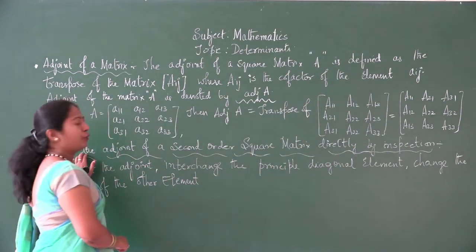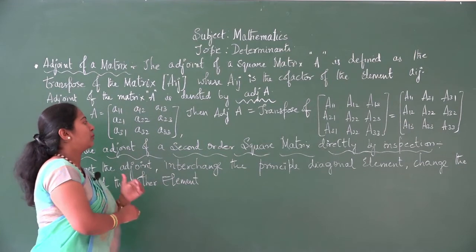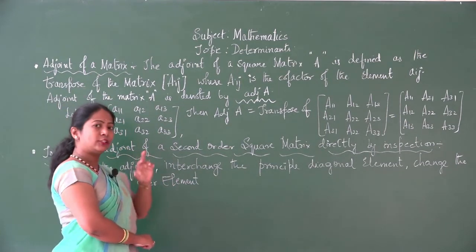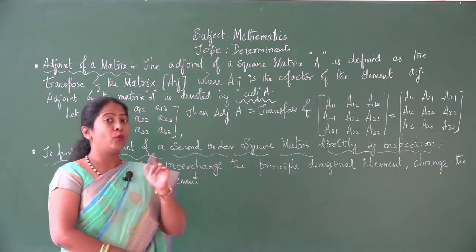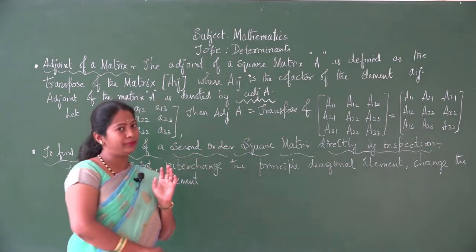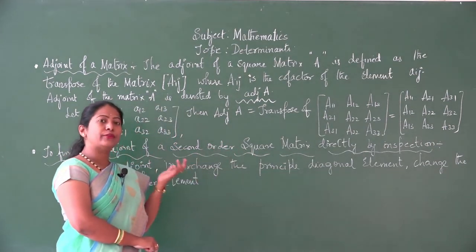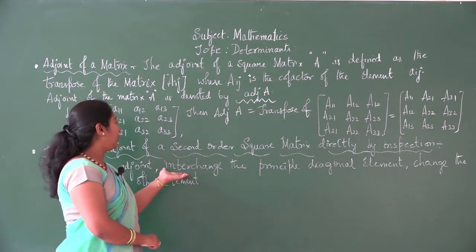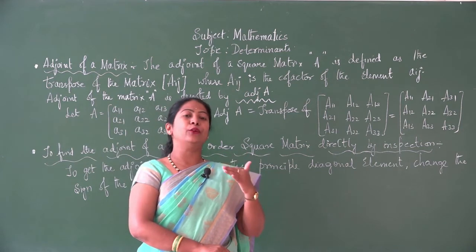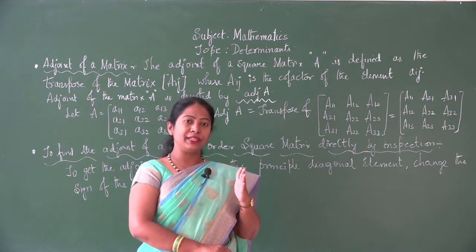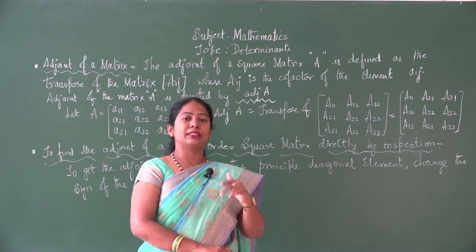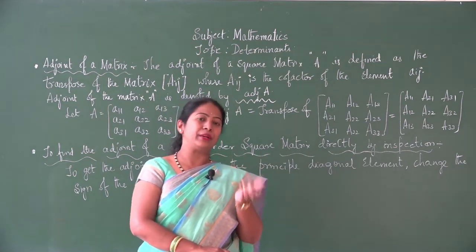Next definition, to find the adjoint of a second order square matrix directly by inspection. To get the adjoint, interchange the principal diagonal elements. What are principal diagonal elements? The elements from the left top corner to the right bottom corner. So to obtain the adjoint of a second order square matrix, you have to interchange the principal diagonal elements and change the sign of the other elements, which means the other elements remain in the same position. Only the sign changes. If it is positive, it becomes negative, and vice versa.